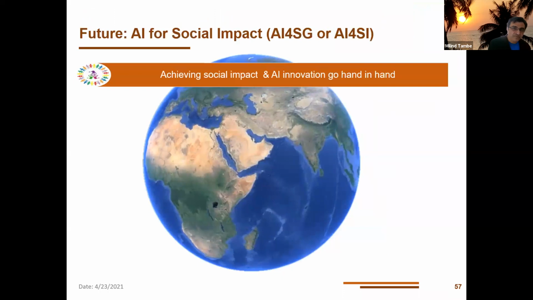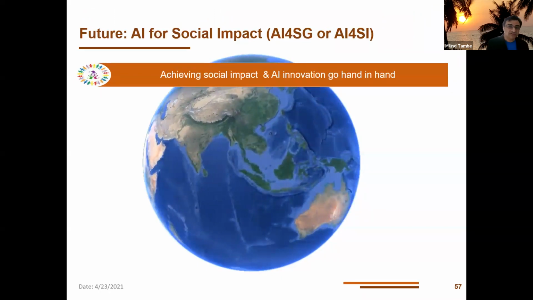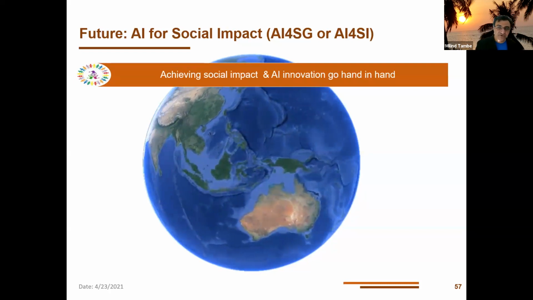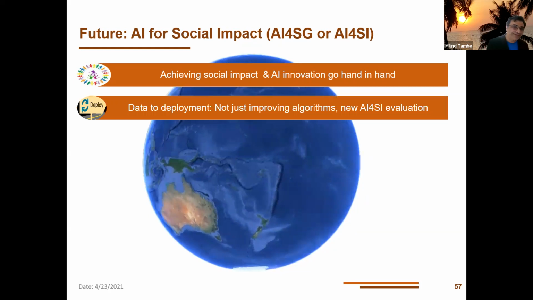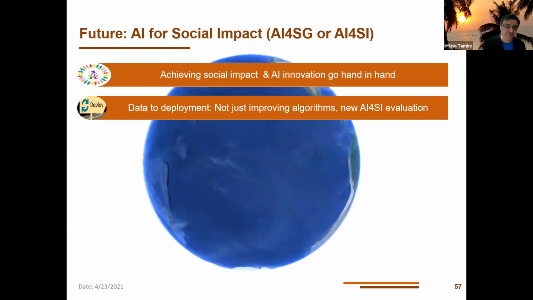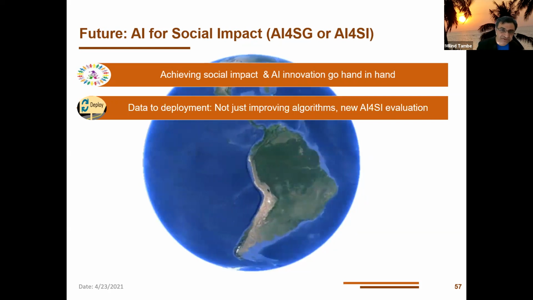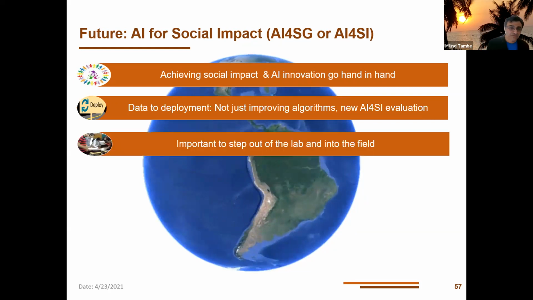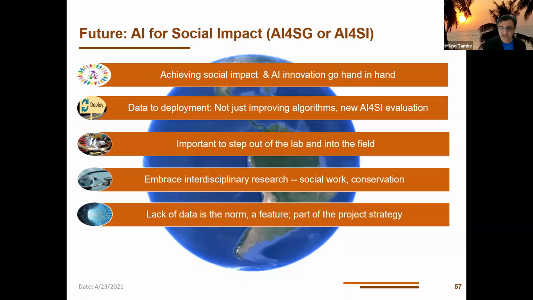So I'll end here by drawing on key lessons we have learned. First, achieving social impact and AI innovation goes hand in hand. Second, we have to look at the whole data to deployment pipeline when we talk about AI for social impact. It's not just about improving algorithms, but it is actually about achieving impact. It's important to step out of the lab and into the field. It's important to embrace interdisciplinary research with social work and conservation and other disciplines.